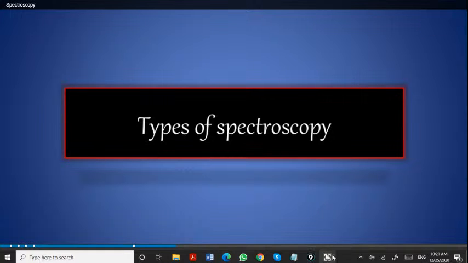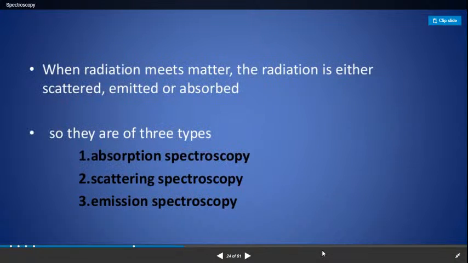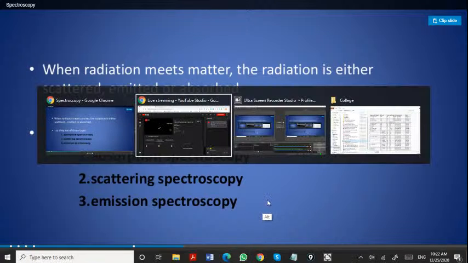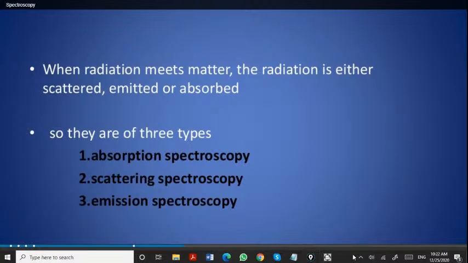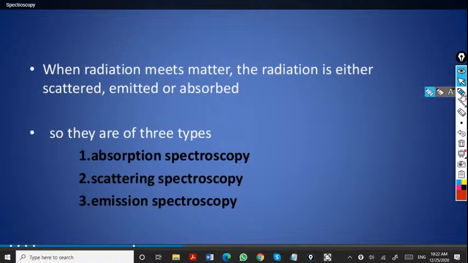Okay, so today we are going to see the types based on the type of interaction. So if a light falls on the system and the light is absorbed, then it is said to be absorption spectroscopy. Absorption spectroscopy means the light got absorbed by the molecules of the material.